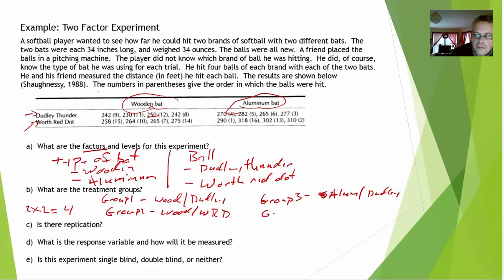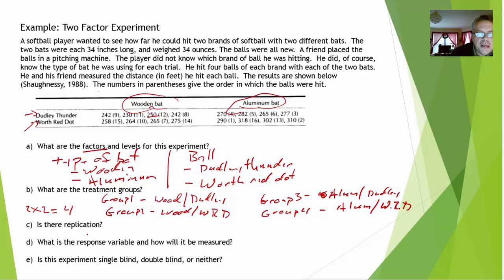And group 4 would be the aluminum bat and the Worth Red Dot, WRD, Worth Red Dot. Okay, so for the wood bat, we got 2 different types of softballs to use. And for the aluminum bat, we have 2 different types of softballs. So 2 times 2 is 4.